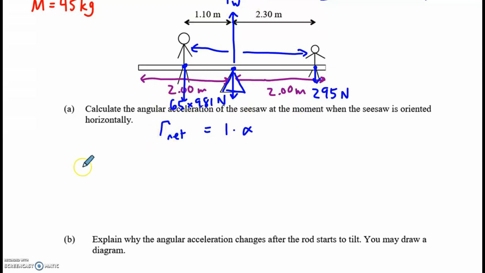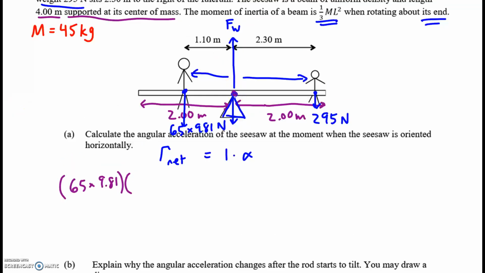So when you add up the torques, you've got the parent's force. How far is that force from the pivot axis? Well, the pivot axis would pass through this point. So what's this distance? 1.1. That's a positive torque. Then we've got the negative torque from the kid. Oh, I'm missing sine theta. What's the angle between this position and this force? The angle between F and r is 90 degrees.